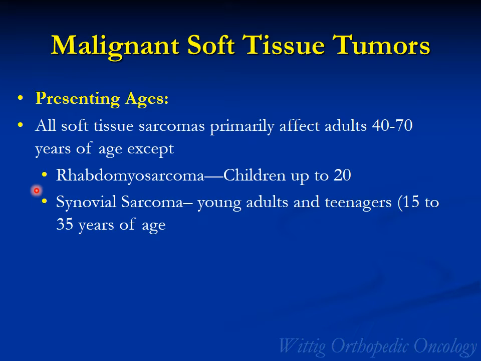All soft tissue sarcomas primarily affect adults 40 to 70 years of age, except for rhabdomyosarcoma, which primarily affects children up to the age of 20, and synovial sarcoma, which tends to affect young adults and teenagers from the ages of 15 to 35 years of age. Although, of course, there are outliers with each type of sarcoma.